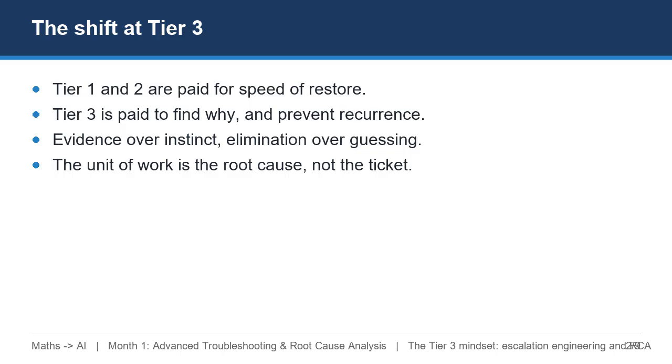Here's the mental shift. At Tier 1 and 2, your job was speed. Restore the user, close the ticket, move on. At Tier 3, the unit of work changes completely. You're no longer paid to make a symptom vanish. You're paid to find why it happened and make sure it never happens to the rest of the fleet. That means evidence over instinct, and elimination over guessing.